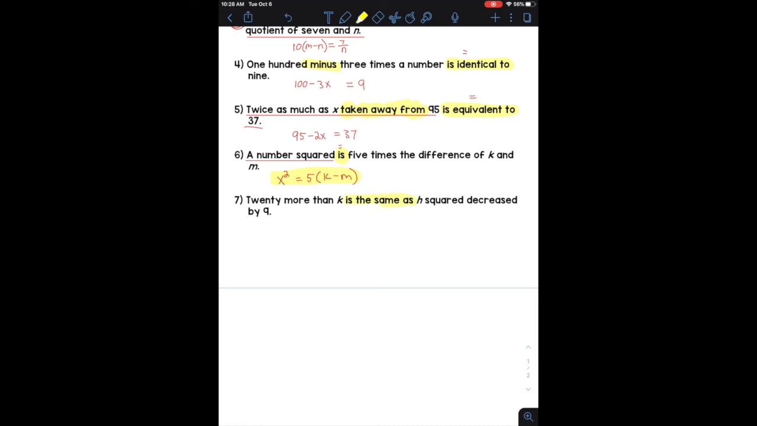And lastly, number 7, what word or phrase means equal sign? In number 7, that would be is the same as. So let's write everything to the left of the equation first. 20 more than k, that would be 20 plus k, or you could even write k plus 20. That would also be correct. More than means addition. Is the same as h squared decreased by 9. H squared would be h to the second power, and decreased is subtraction by 9. So that would be our answer here.